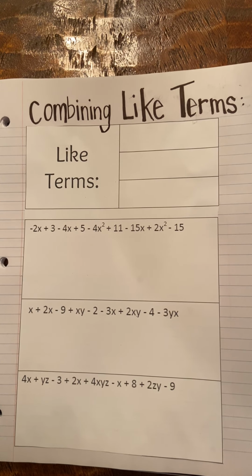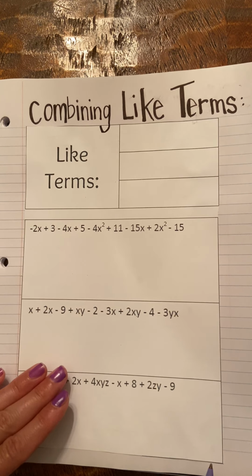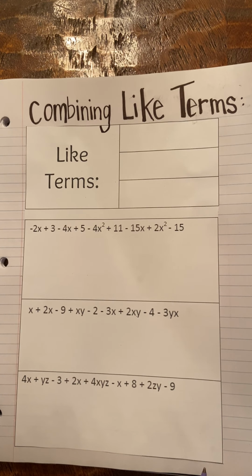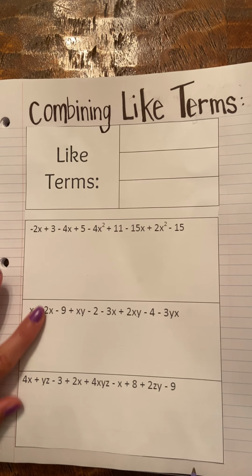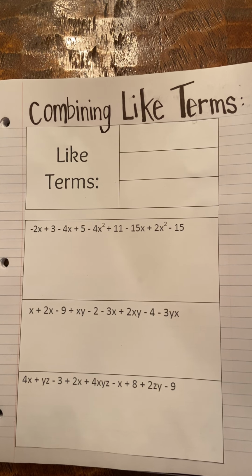Okay, so we just went through like terms and the definition of what a like term is. If you do not have this foldable printed, that is okay. Please take the time right now to pause the video and just write down everything that you see on my piece of paper here. You are going to need possibly 4 different colors, highlighters or markers for today's lesson.